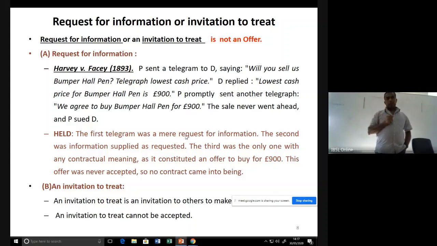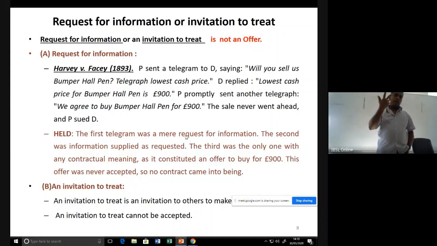What is the last price? What is the last price? Now that, on the face of the statement, you can see it is not an offer. The party is requesting information. Requesting information, right? What information did he ask?